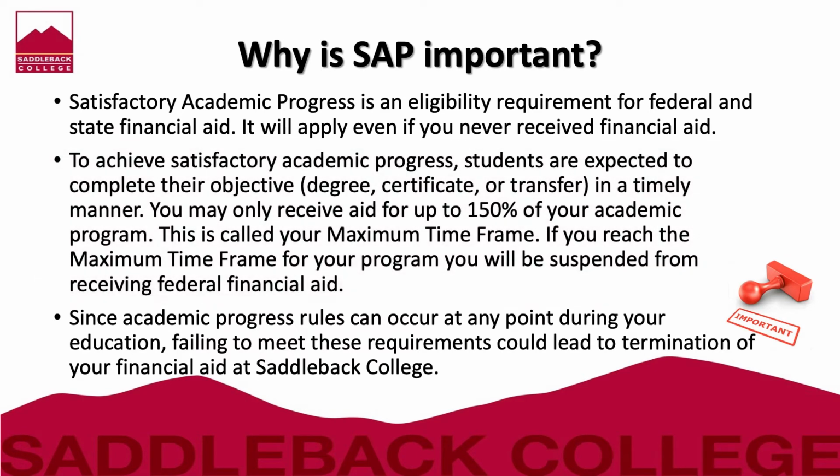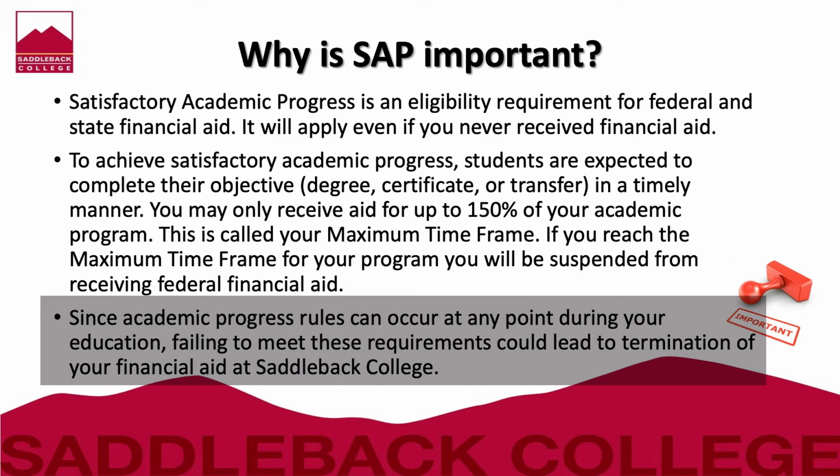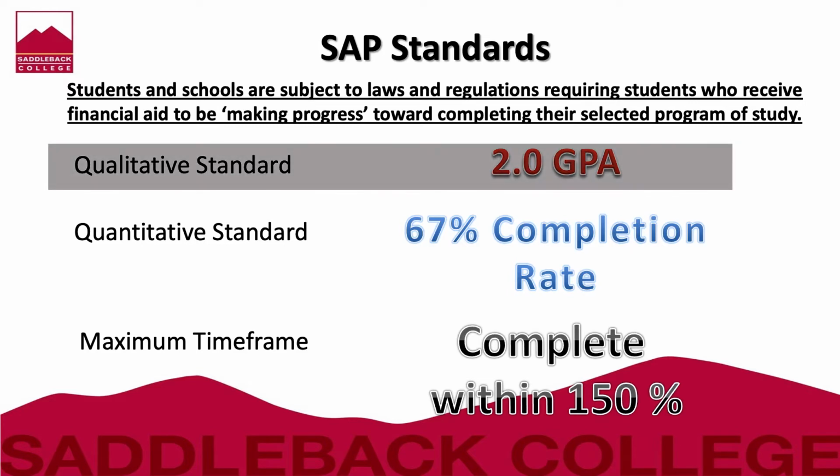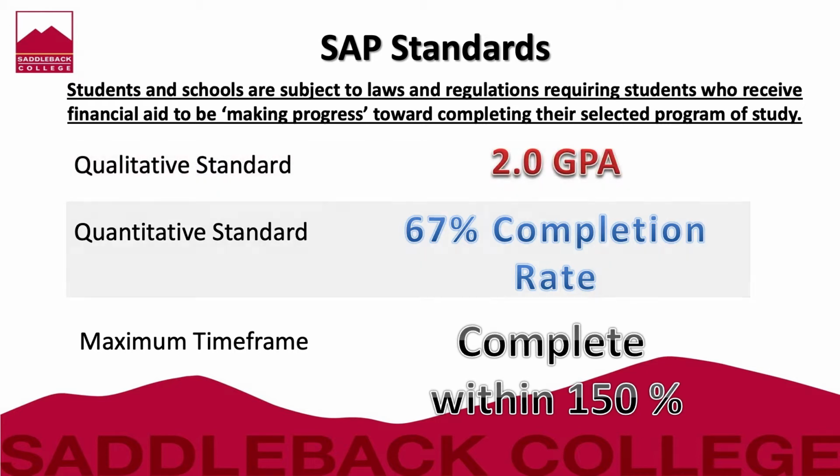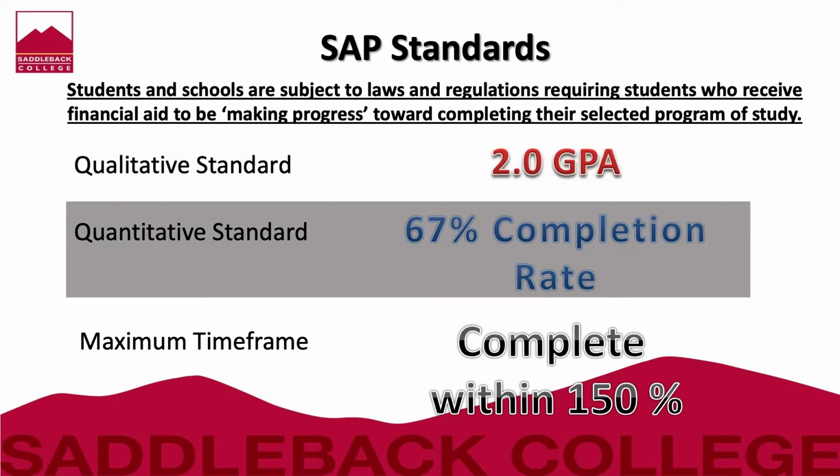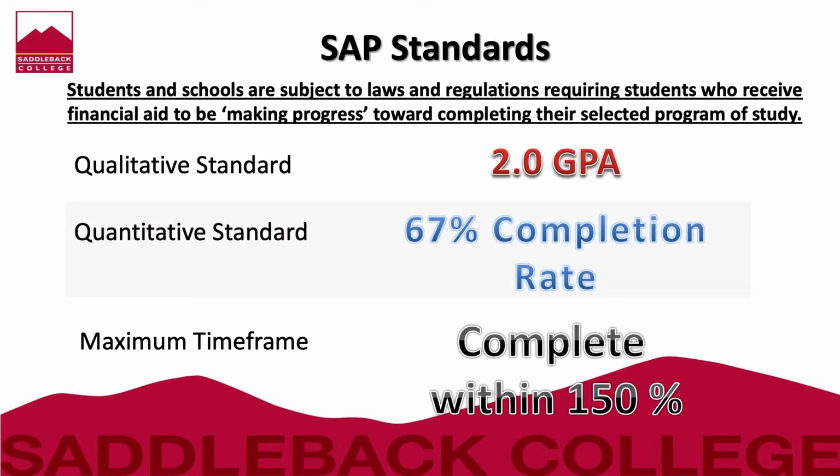Academic progress rules can occur at any point during your education. Failing to meet these requirements could lead to termination of your financial aid at Saddleback College. The first requirement is for the student to maintain a minimum cumulative 2.0 GPA, which is the qualitative standard. The second is to complete 67% of all units you attempt at the college, which includes all terms attended at the school in question, no matter how old. This is the quantitative standard.